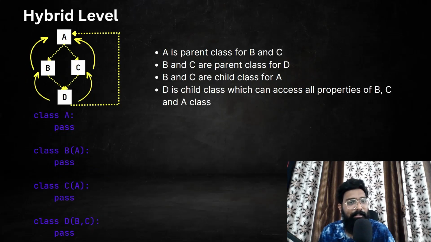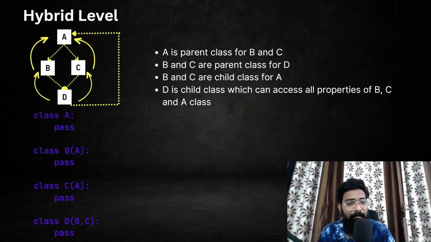And the last and most interesting is hybrid. Hybrid is a combination of more than one inheritance type. So here we can see that it is a combination of multiple and hierarchical inheritance. A is a parent class for B and C. Then B and C are parent classes for D. So indirectly we can say that D can access B, C, and A, meaning it can access all the properties of B, C, and A. Okay, so this is how it is going to happen.